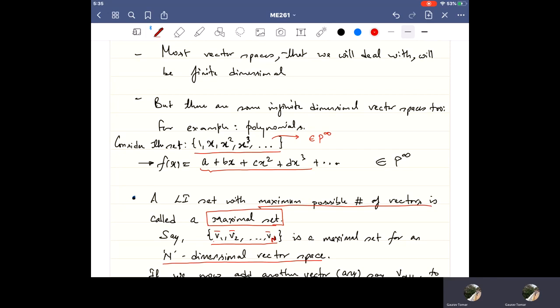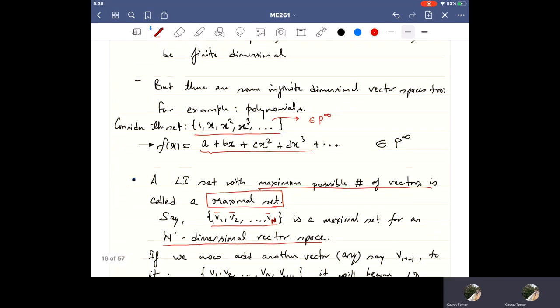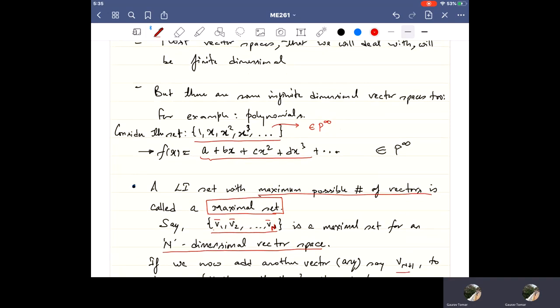Now, if we add another vector to this, let's say vn plus 1, this new vector that you have added to the already existing set will make it linearly dependent. Because if you could add it and stay independent, then the dimension of the vector space would be even bigger, n plus 1 dimensional. But it's an n-dimensional vector space. You cannot add one more vector and still have a linearly independent set. So as soon as you add one more vector, it becomes linearly dependent.